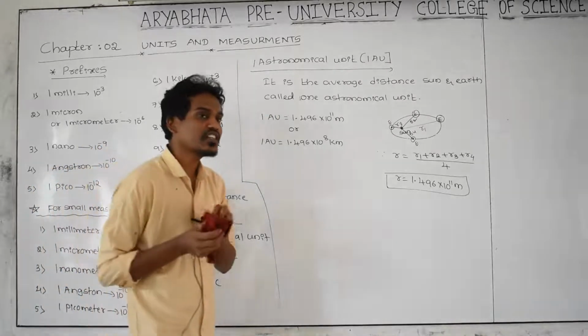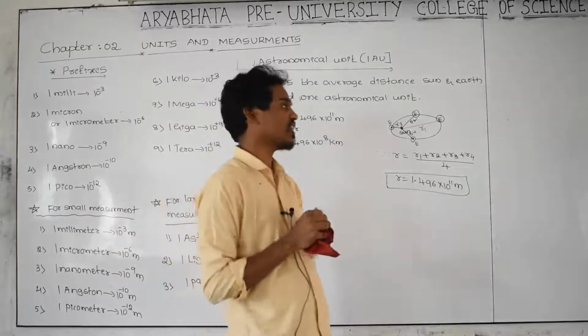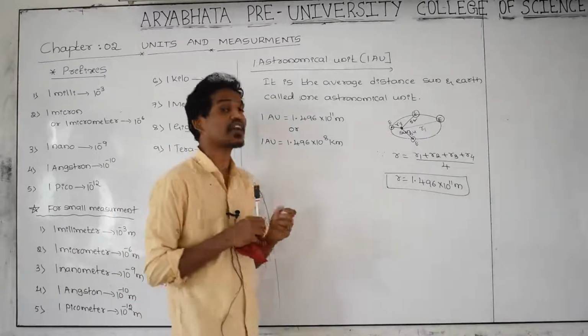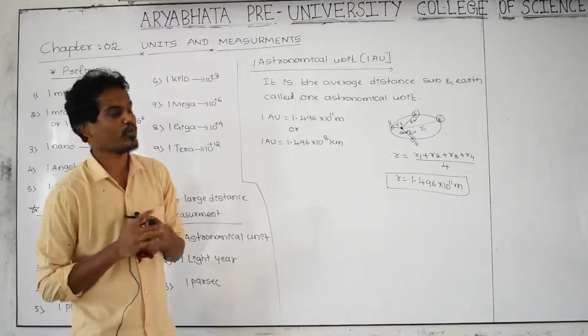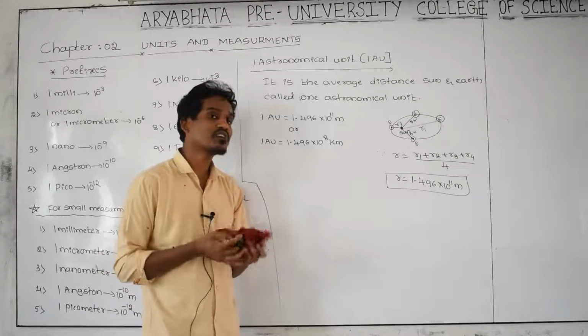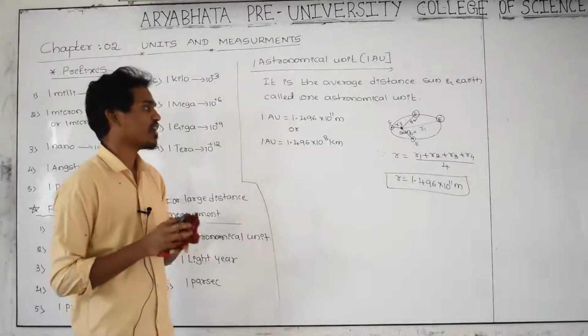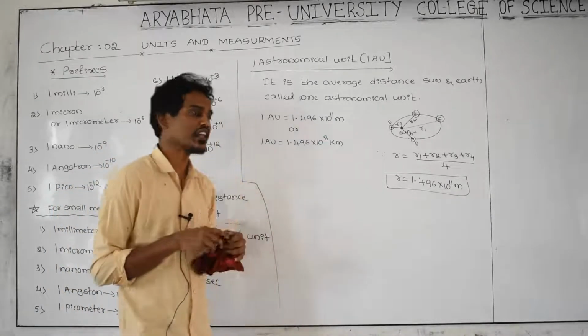And how much is the average distance between Sun and Earth? After calculating, we are getting that the magnitude of the distance is equal to 1.496 into 10 to the power of 11 meter, or in terms of kilometer, 1.496 into 10 to the power of 8 kilometer.